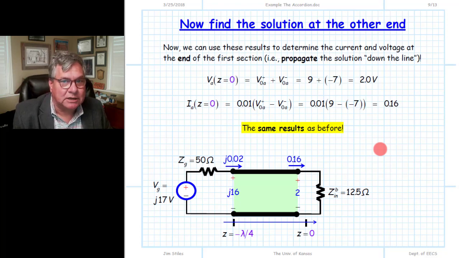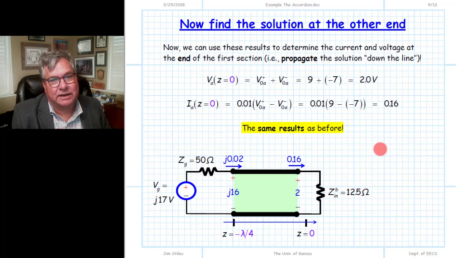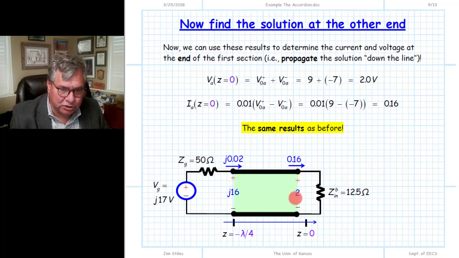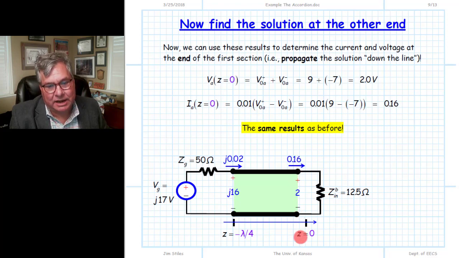What is it that we're interested in? Well, what we're interested in in this case, to solve this problem, is specifically the values of the voltage and current here at the end of the line, at z equal to 0. Since we now know completely unambiguously the total voltage and total current as a function of position z, we simply insert z equal to 0 into those equations, and we get these results.